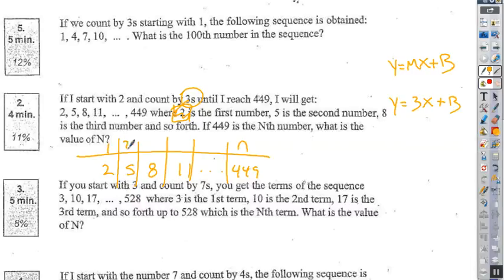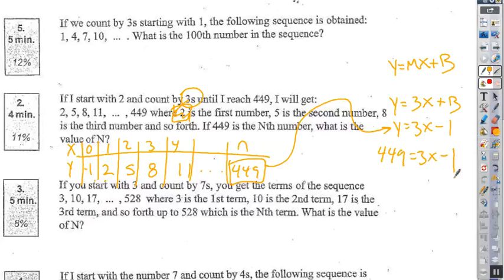2 is my first, second, third, fourth, and I need to move back to get my 0. Well, if I'm counting by 3s, I have to go backwards, so this is going to be -1. So I can safely write my equation and say y is equal to 3x minus 1. Now n is an x value, and 449 is a y value. So I am going to have to take my 449 and plug it in for y. So I have 449 is equal to 3x minus 1.